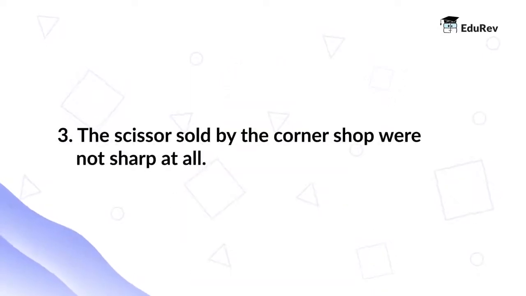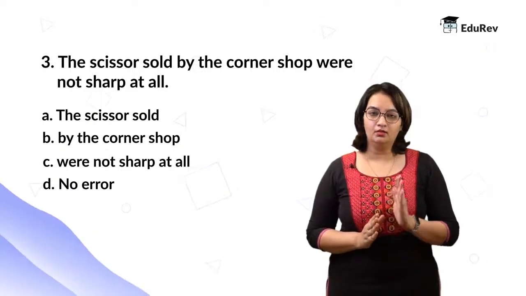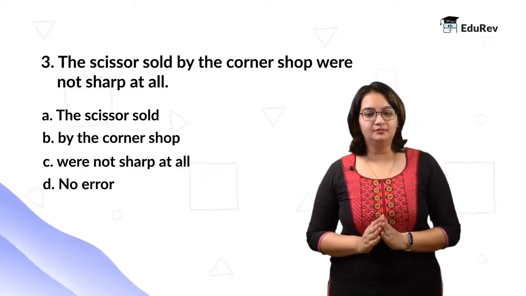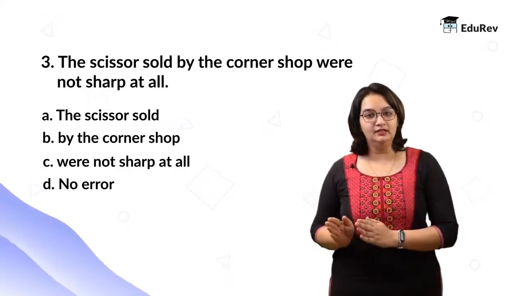Let's take a look at another example. The scissors sold by the corner shop were not sharp at all. Option A, the scissors sold. Option B, by the corner shop. Option C, were not sharp at all. And option D, no error.